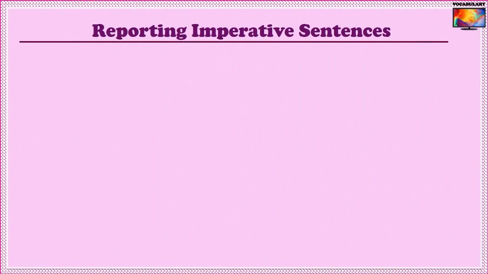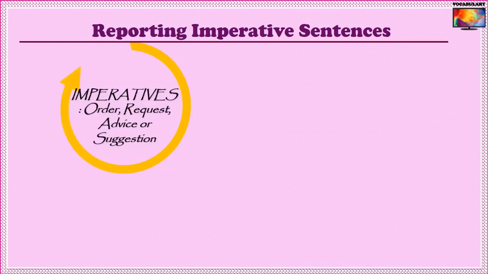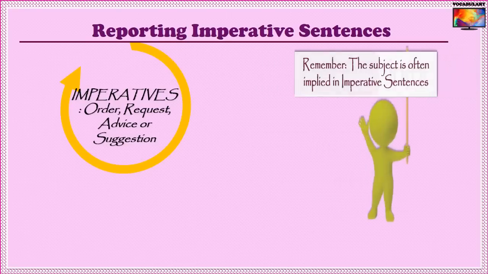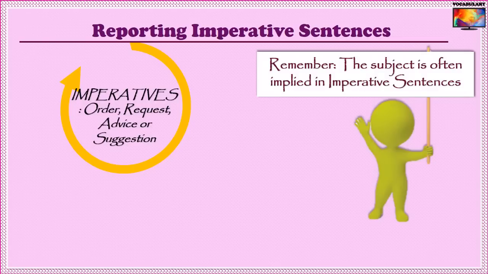Next is reporting of imperative sentences. Imperative sentences are used to give some advice or suggestion or to make a request or even to give a command or order. The subject is not mentioned in imperative sentences as it is understood to be the second person subject, you, mostly. Examples of imperative sentences are, open the door. It's an order or it could be a request depending on your tone. That is how you speak it.